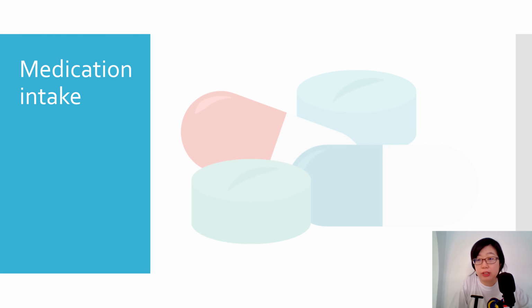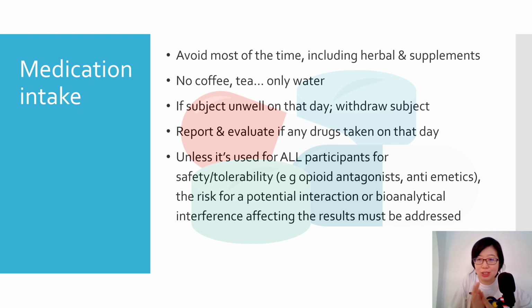Next, we'll look at the medication intake, which is one of the major factors that could influence your results, due to drug-drug interactions, whether the interaction is in the GI tract during the absorption phase, or during the liver metabolism phase. So in general, we'll try to say no. That's the general rule, because excluding it removes a lot of hassle in terms of the analysis as well. So we try to avoid it most of the time, and this includes any herbals and supplements during that study phase, which is probably 48 hours or 72 hours. So no coffee or tea, just water.